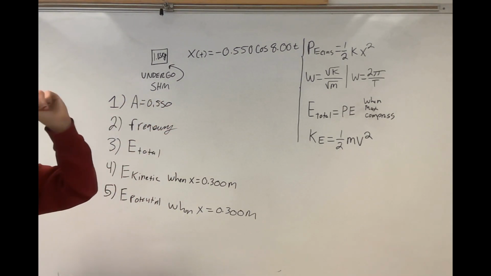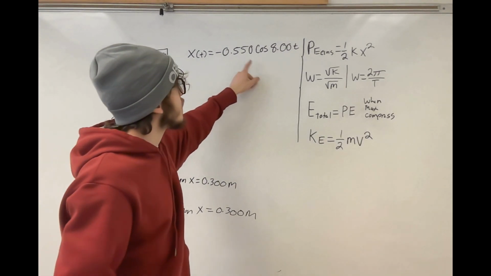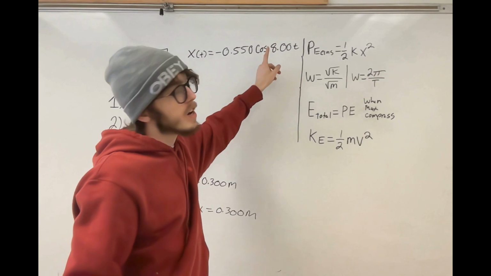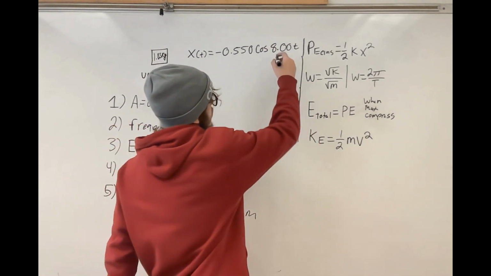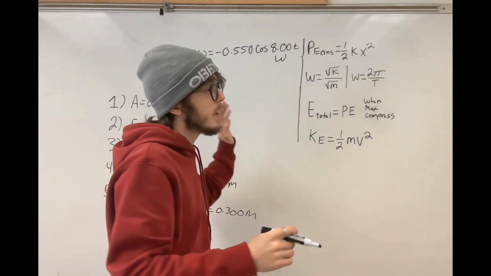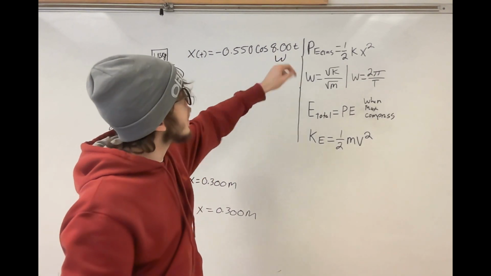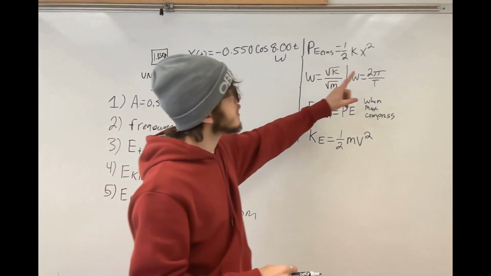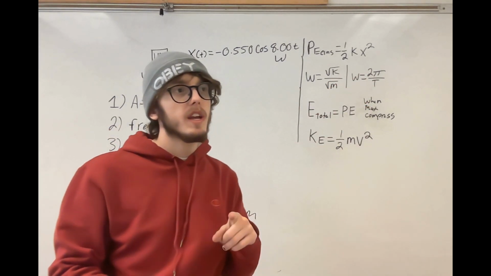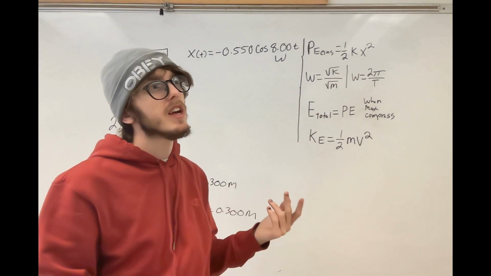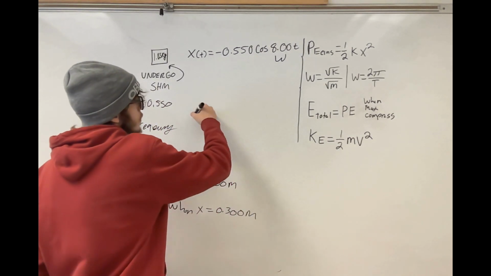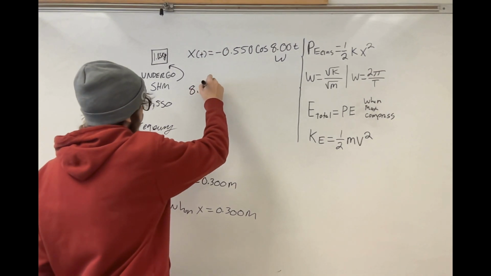Now, what is the frequency? These equations give you amplitude times cosine times a frequency factor, which is omega, times a variable of time. We can relate the frequency factor to period, and we can relate period to frequency because they're reciprocals of each other. So omega here is 8, and we're asked to find the frequency.